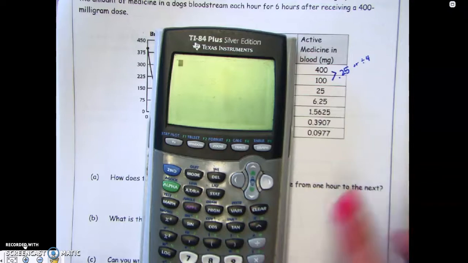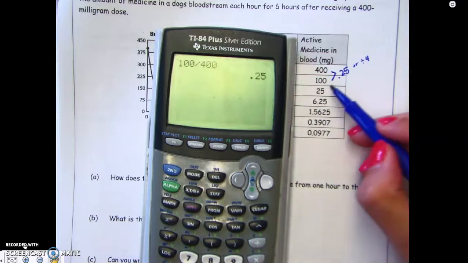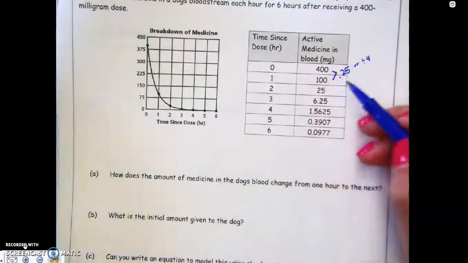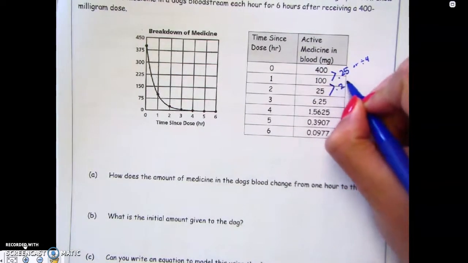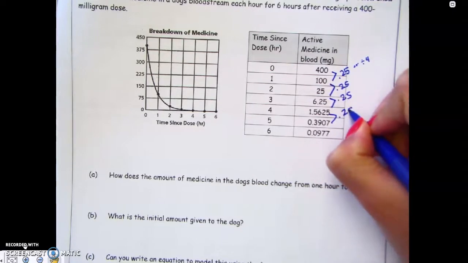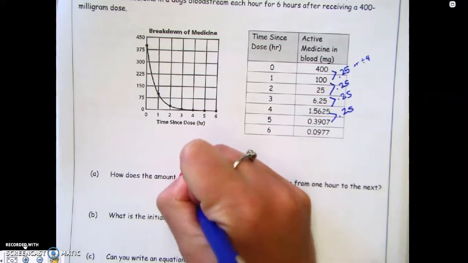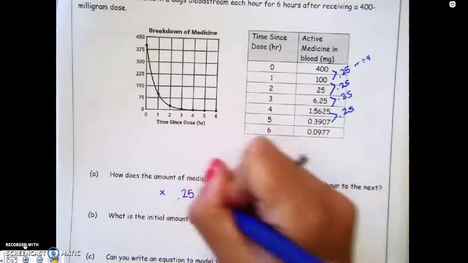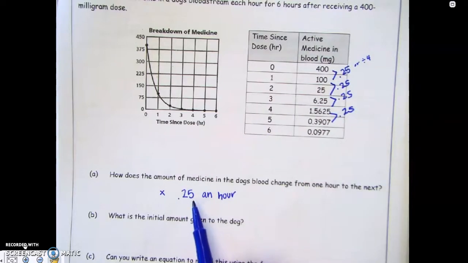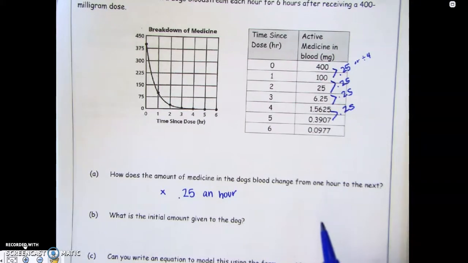So if you weren't sure about that, you can always take the second number and divide it by the first number. So I could take 100 divided by 400, and I know that I have to multiply it by 0.25 to get there. So my rate is I'm multiplying by 0.25 to get from one to the next. And you're really decreasing by 0.25 to get to the next, or dividing by 4.